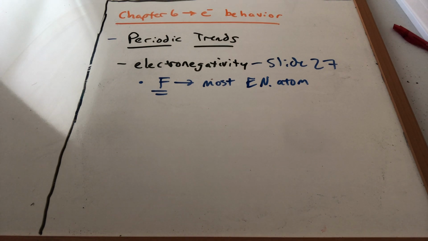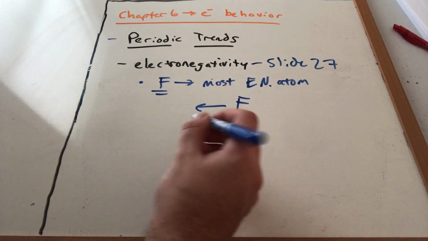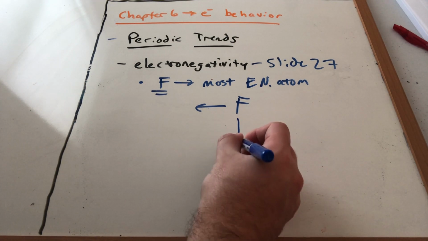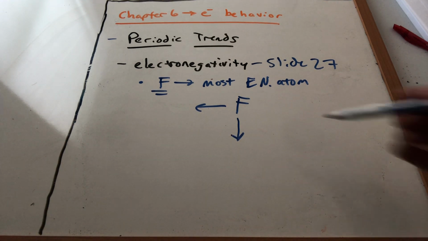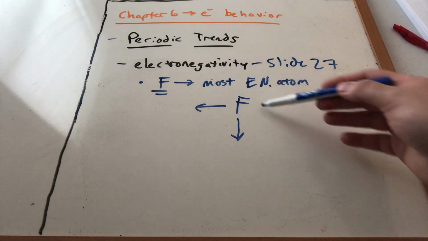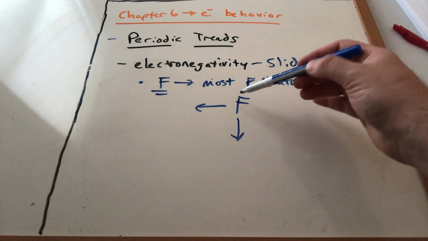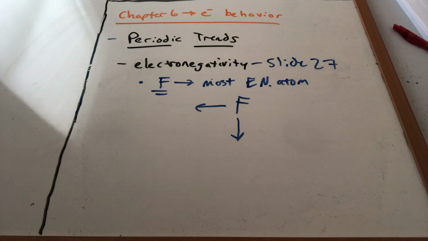It's the top of the hill, right? And then from F, right, as you go this way, electronegativity decreases. And you'll see this on the slide. As you go this way, right, electronegativity also decreases, but there's a big dip going from F to Cl. So we just kind of remember that F's the top of the mountain. You go down as you go this way, you go down as you go this way, okay?